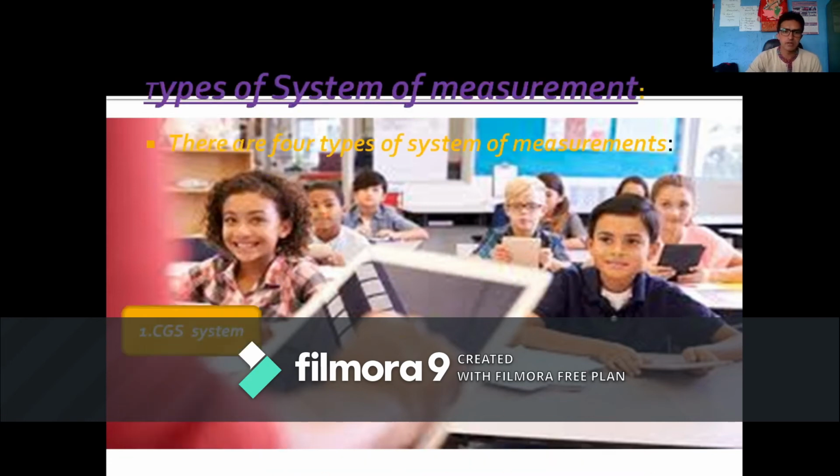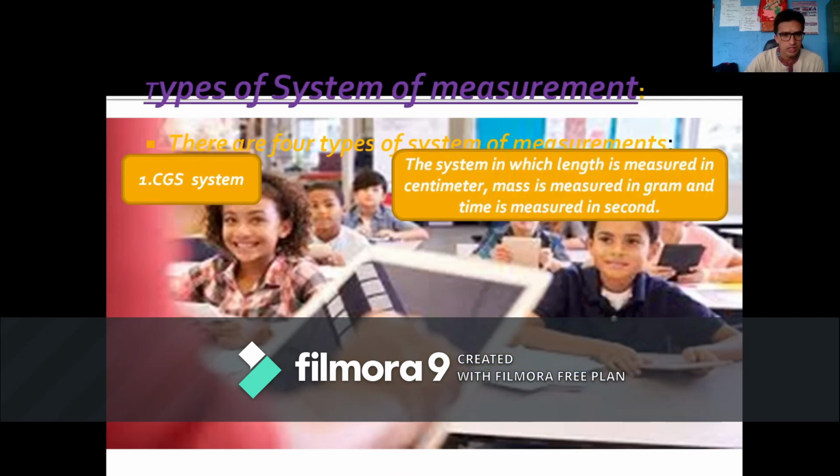And next, the systems of measurement. There are 4 types of systems of measurement which are accepted all over the world: CGS system of measurements, MKS system of measurements, FPS system of measurements, and SI system of measurements.